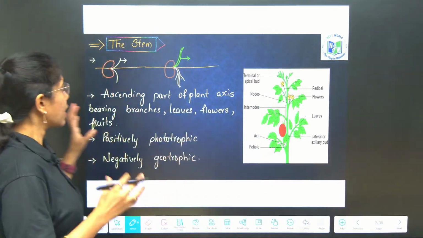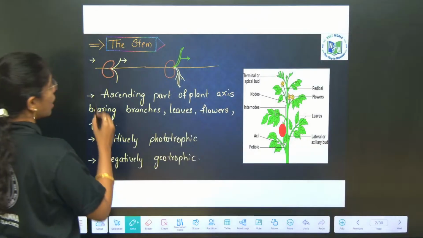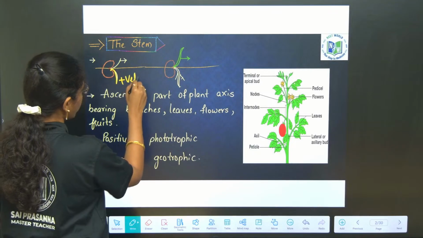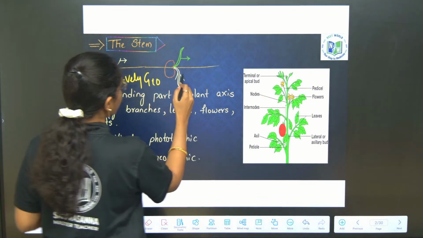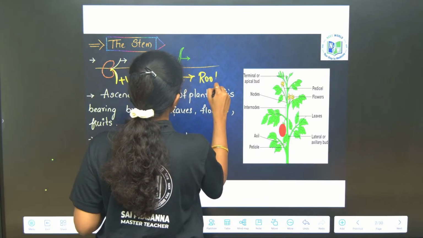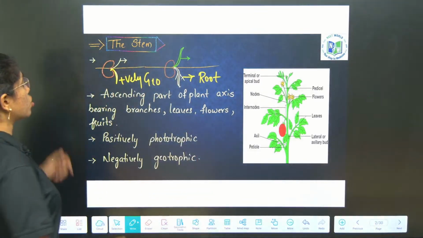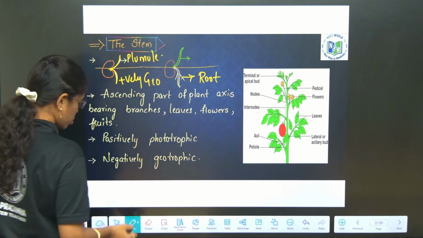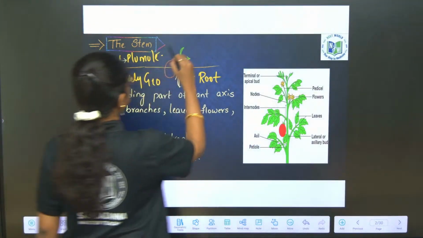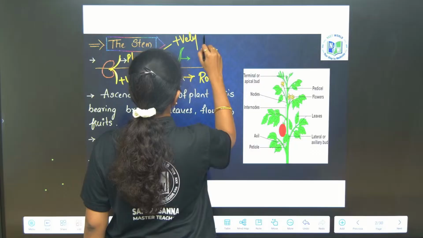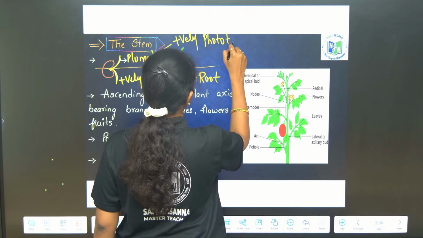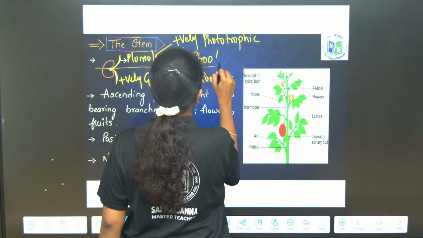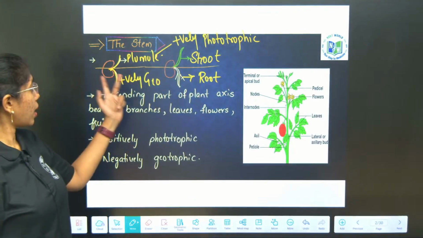So, look into this carefully, like how we have observed during the time of seed germination, radicle which grows positively geotrophic will give rise to root. Same way, the plumule which grows positively phototrophic will give rise to shoot. Fine. Plumule gives rise to shoot, radicle gives rise to root.